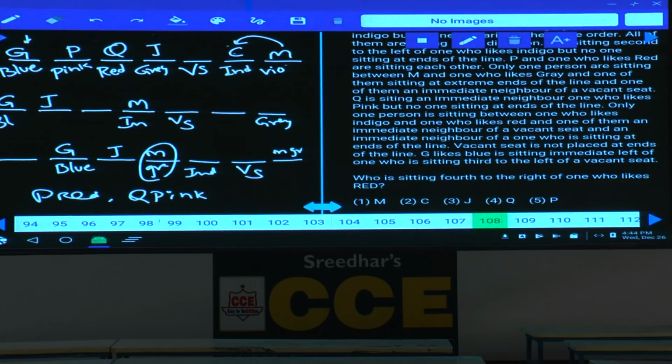Then question number 108, who is seated fourth to the right of the one who likes red color? Fourth to the right of the one who likes red color. Then M, the one who likes violet.